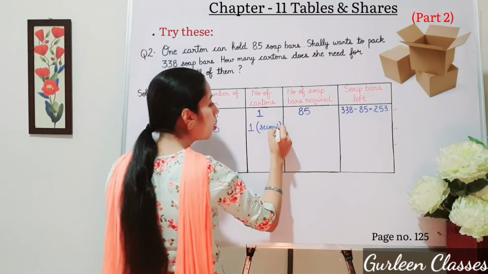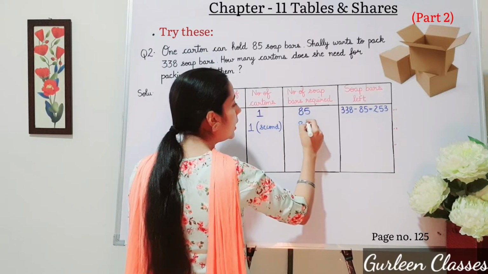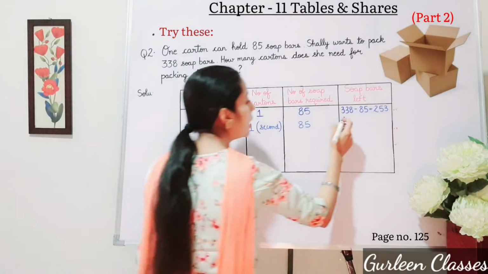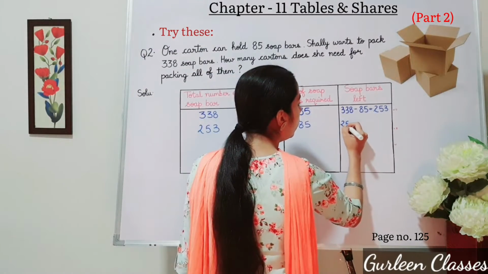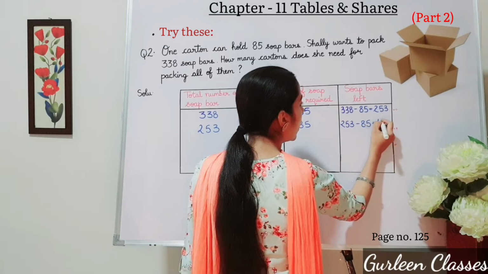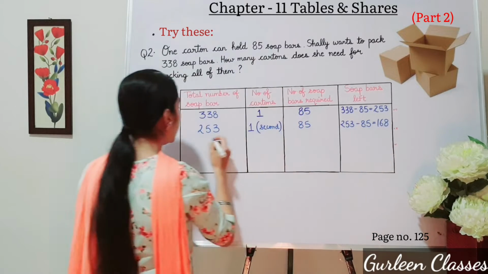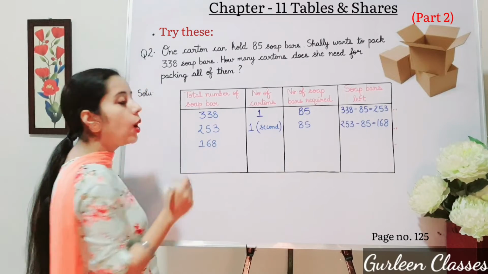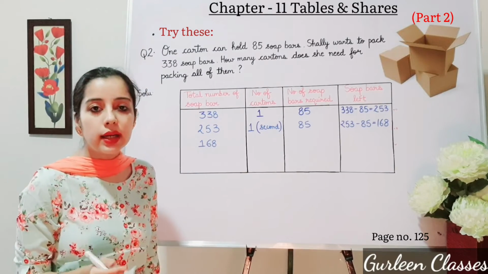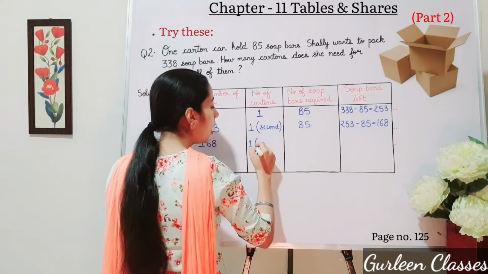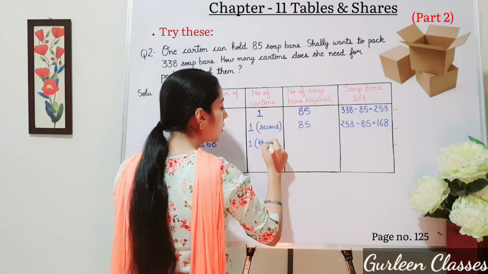And how many soaps are required here? 85. So we'll subtract 253 minus 85. So write here 253 minus 85. It is 168. So write here 168. Now we are talking about third carton and quantity is 1. So write here 1 and it is third carton.